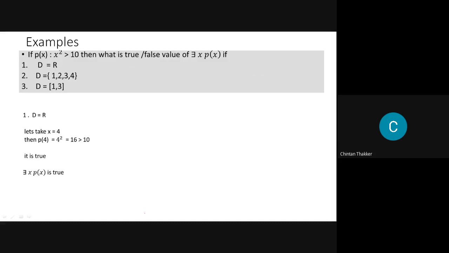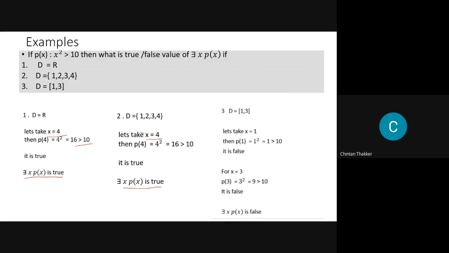So here, we take R, then in R we have x equal to 4. If we take x equal to 4, then 4 square is 16, which is greater than 10. So we got one witness. So that means P(4) is true, so there exists x P(x) is true. If we take D equal to 2, 3, 4, then here again we have x equal to 4 for which P(x) is true. So that means there exists x P(x) is true.